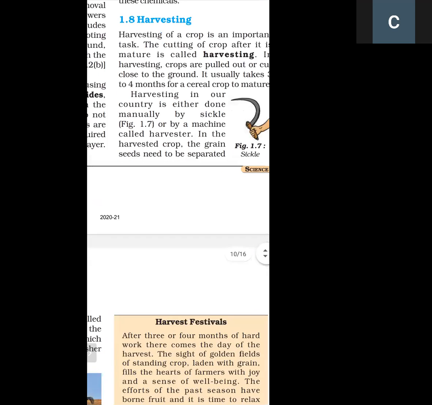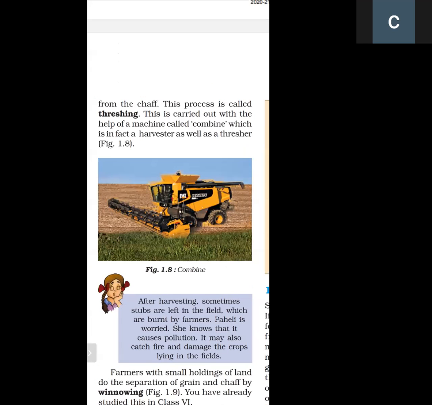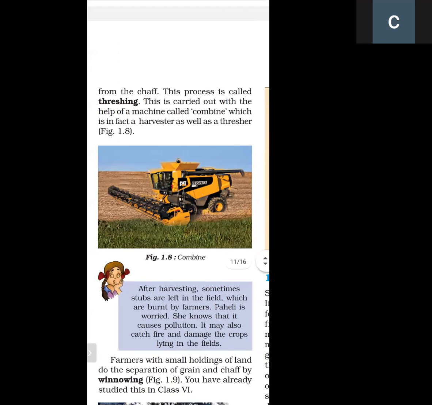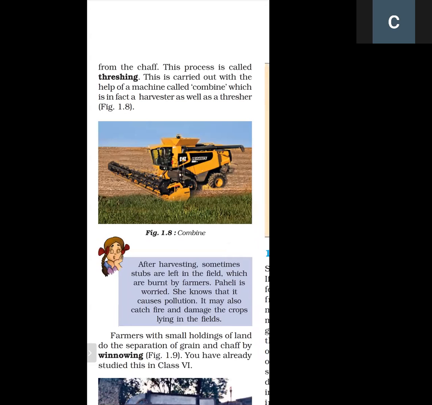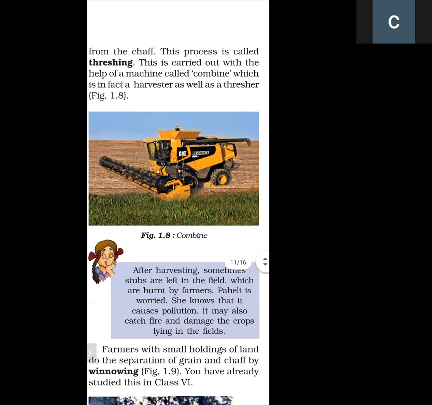The process of separating grains from the chaff is called threshing, and threshing is done with the help of a combine. So a combine does both works, harvesting as well as threshing. Figure 1.8 shows the diagram of a combine.